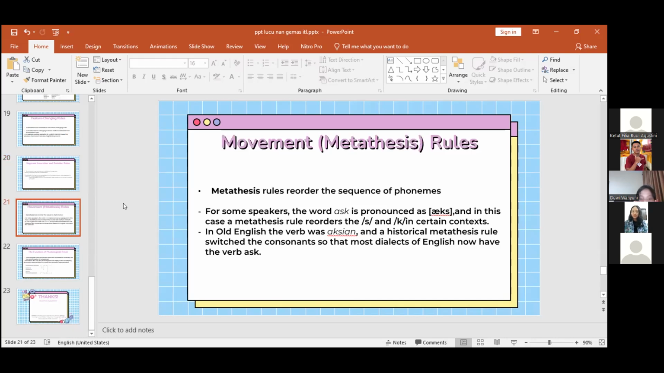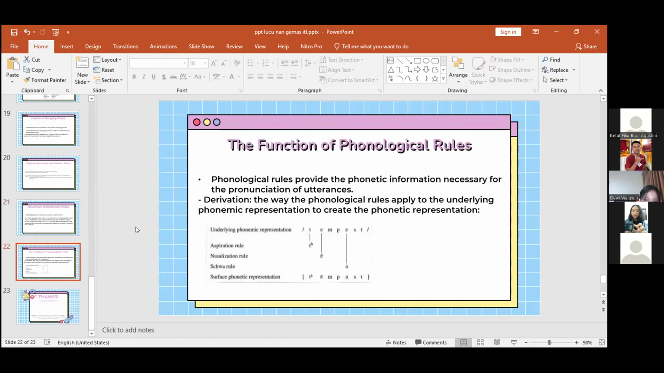The next one is movement or metathesis rules. Metathesis rules reorder the sequence of phonemes. For some speakers, the word ask is pronounced as aks, and in this case, a metathesis rule reorders the S and K in certain contexts. In Old English, the verb was acsian, and a historical metathesis rule switched the consonants so that most dialects of English now have the verb ask.